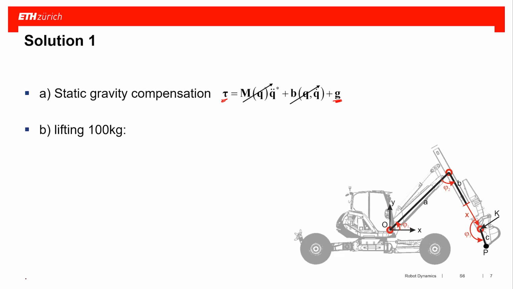Second thing is I want to lift 100 kilograms. So that means I have to compensate for gravity, and I have to additionally produce an end effector force which corresponds to 100 kilograms. So I compensate for gravity, and I need to have my position Jacobian at this point P, the transpose of that, and multiply it with the force that we want to produce at that point. And this force is acting in vertical direction, so in y direction, with 100 times g, so times 9.81.